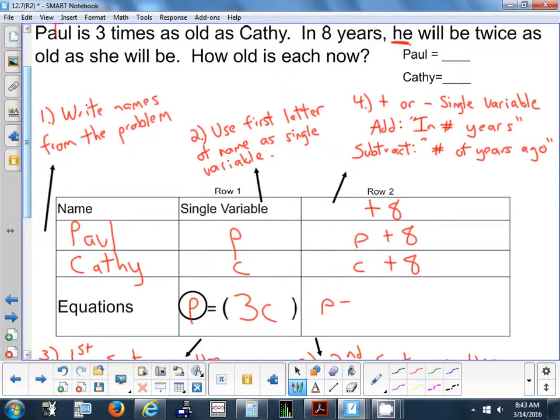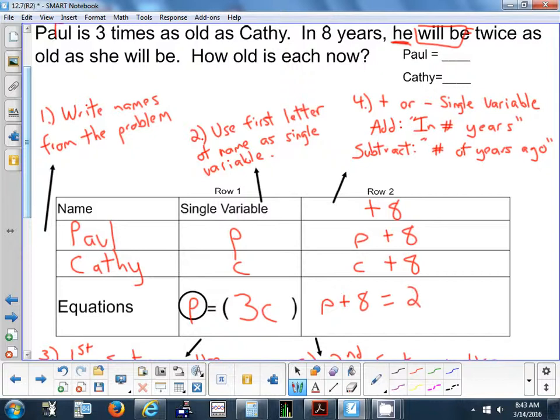So P plus 8. What's the next key word up there? Not yet, you skipped one. Will be, right? What's will be mean? Talked about it in the warm-up. Is, was, will be all mean equal. Twice. What number should I put? 2.